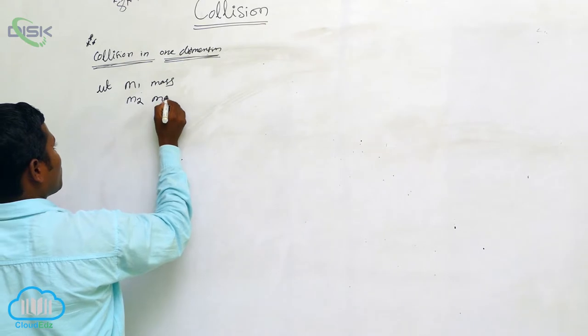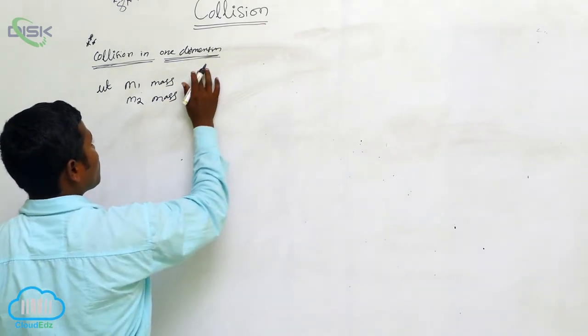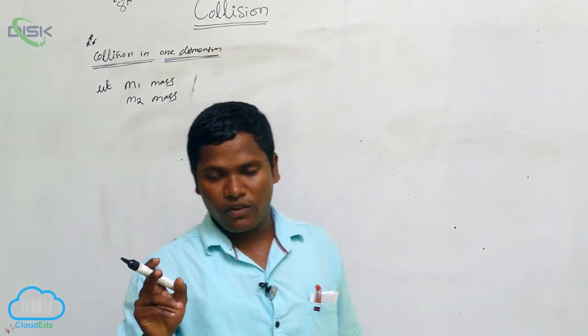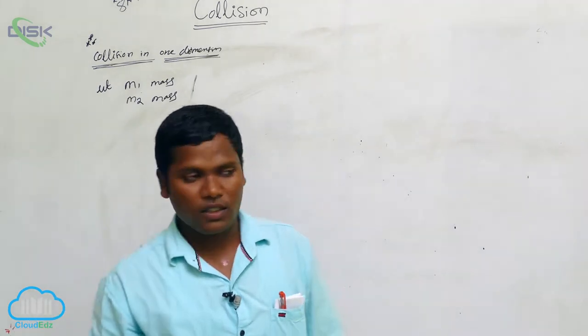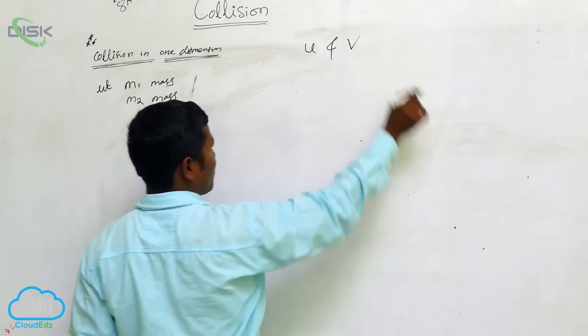M2 mass. Okay, this is initial velocity. You know very well there are two velocities that exist. One is the initial velocity, another one is the final velocity. Initial velocity we denote u and final velocity we denote v.